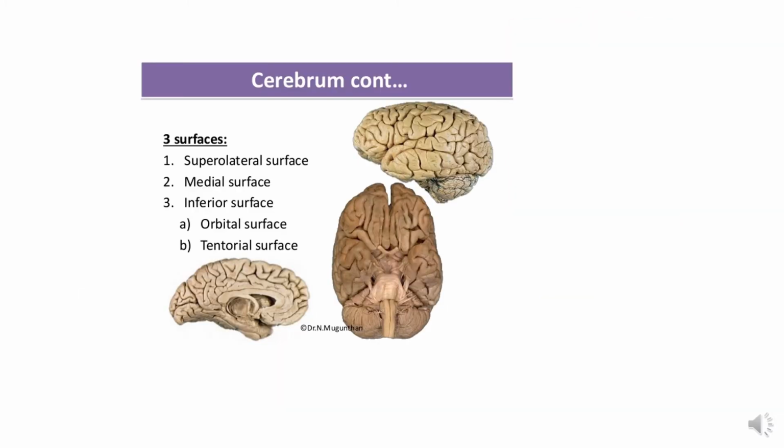Now this cerebral hemisphere has three surfaces: the superolateral surface, the outer surface, while the medial surface, when we separate the two cerebral hemispheres, we have the medial surface, and the third one is the inferior surface, which has two parts: the orbital part in front and the tentorial part behind. Tentorial means which rests on the tentorium cerebelli.